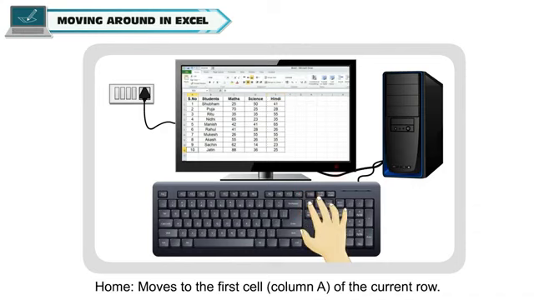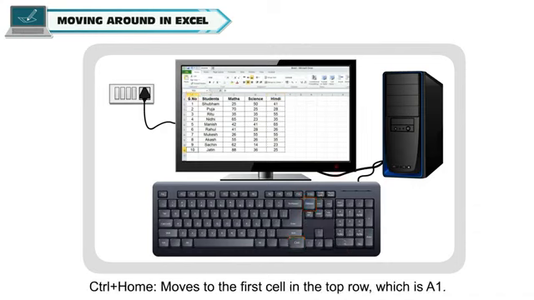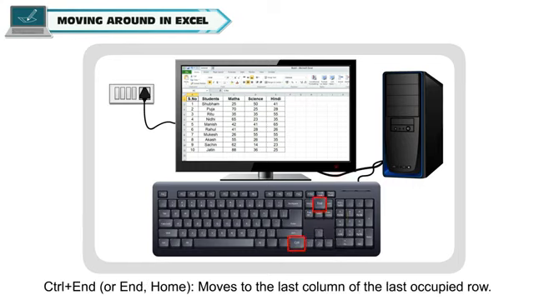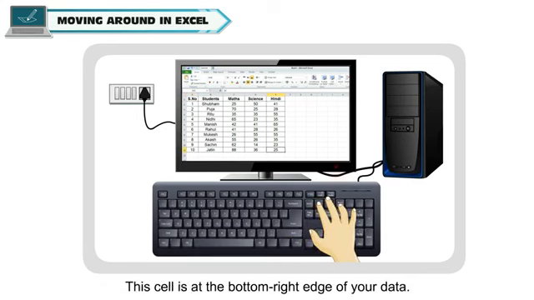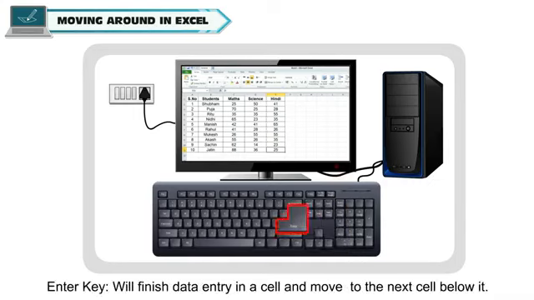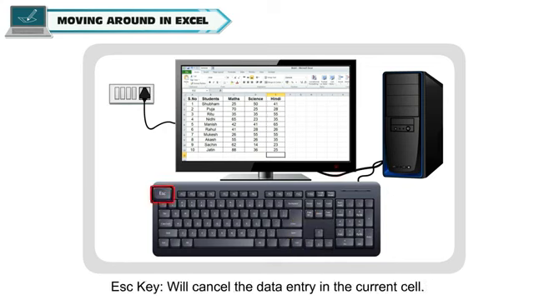Home moves to the first cell, which is column A of the current row. Control plus Home moves to the first cell in the top row, which is A1. Control plus End or End Home moves to the last column of the last occupied row. This cell is at the bottom right edge of your data. Enter key will finish data entry in a cell and move to the next cell below it.